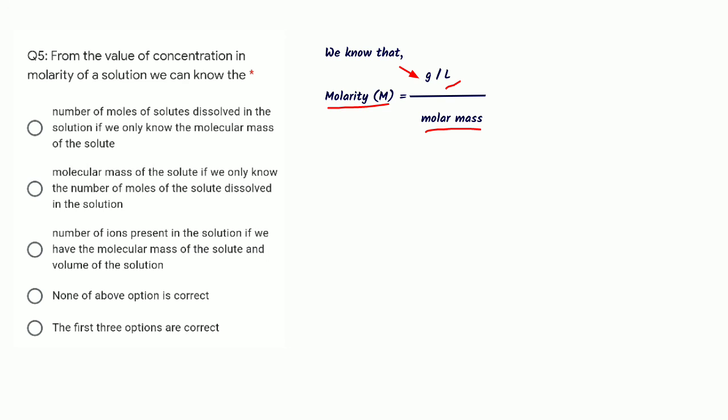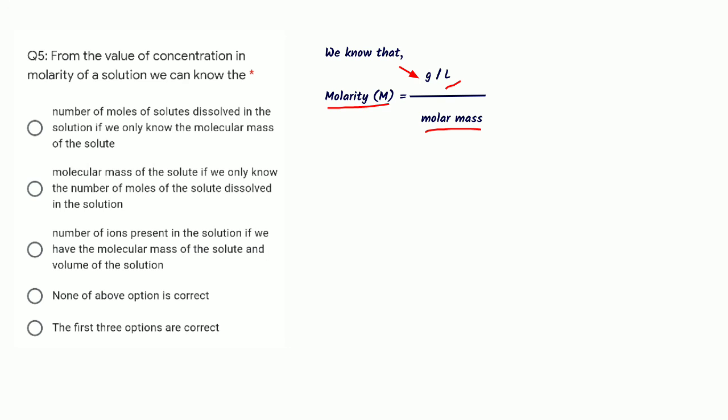If we calculate this G, then we can calculate the number of moles of that solute dissolved in the solution, because G by molar mass is equal to the number of moles of that solute. Once we have the number of moles, we can calculate the number of ions present in that solution, because the solute will dissociate into its ions. If 1 mole of solute gives 1 mole of positive ion and 1 mole of negative ion, then we can calculate the moles of ions from the number of moles of the solute.